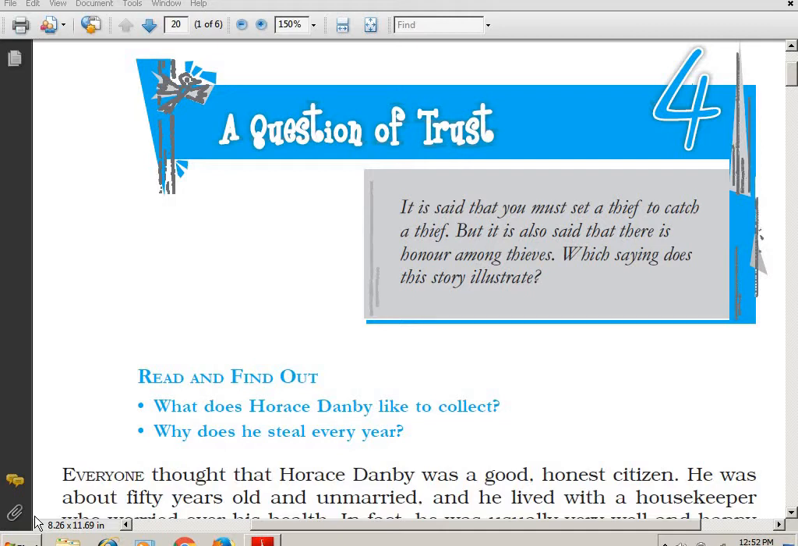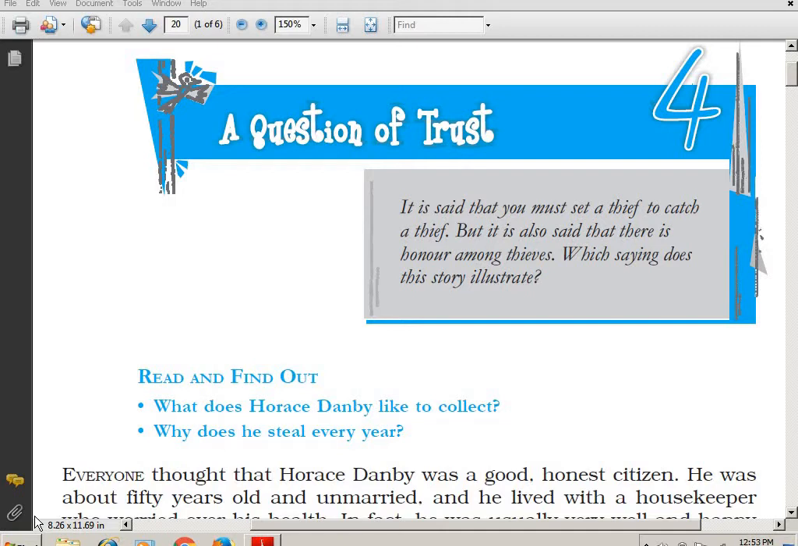Please open your textbook and take page number 20, chapter 4, A Question of Trust. Before we begin, let's see who it is written by. The author is Victor Canning.